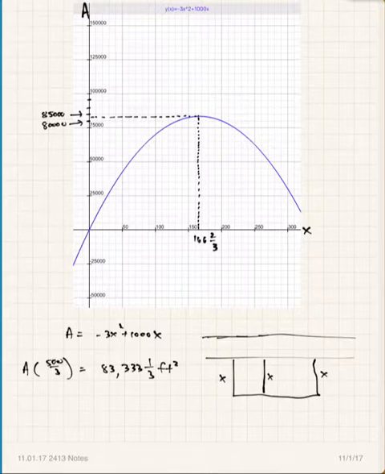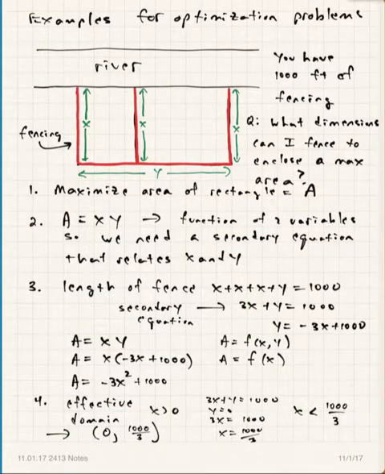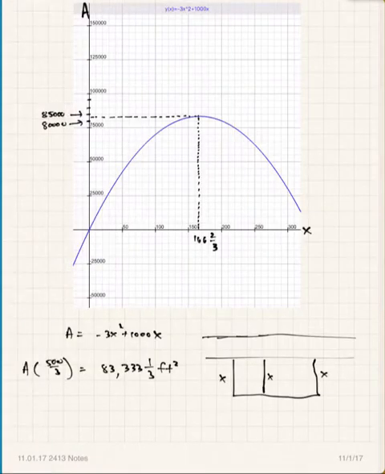Now we do need to go back and answer the question. It says, what dimensions can I fence to enclose a maximum area? So I don't have the dimensions yet. I just have one dimension, which is the 500 over 3 right here.